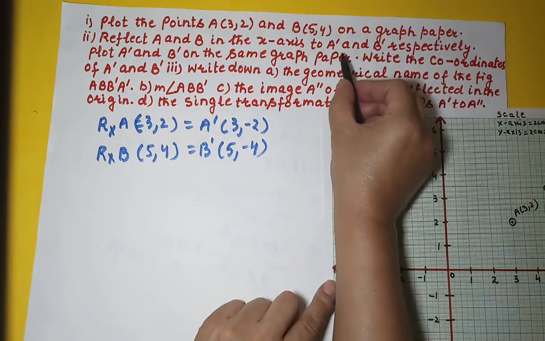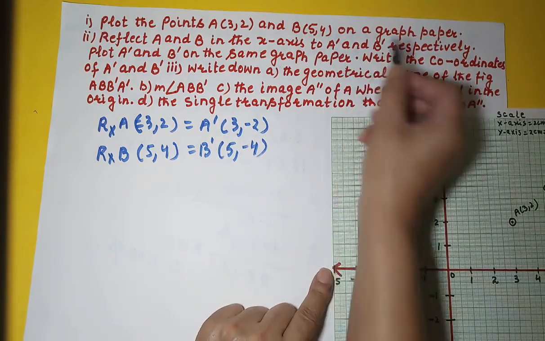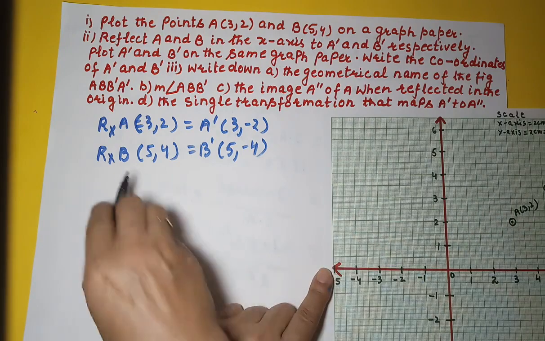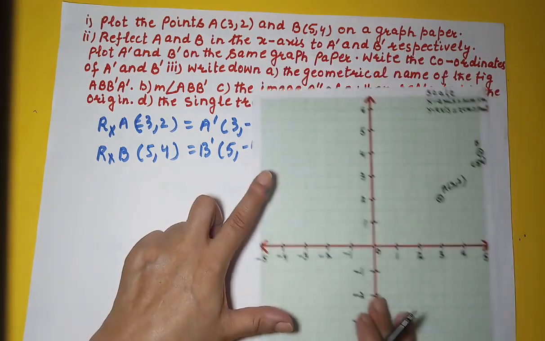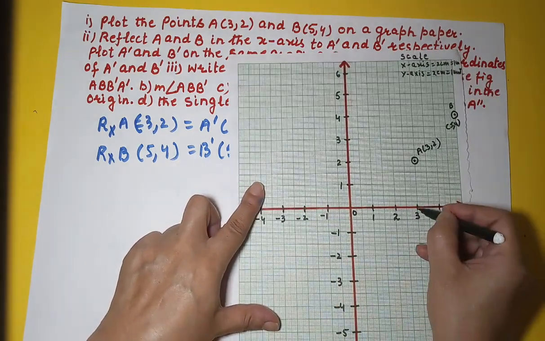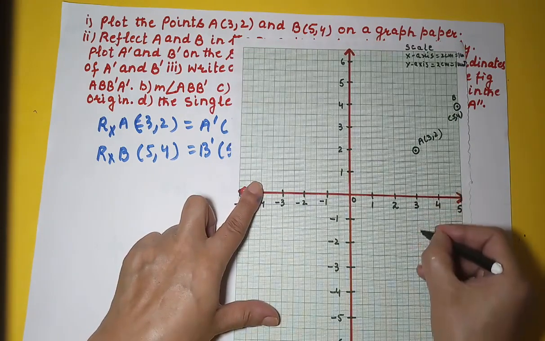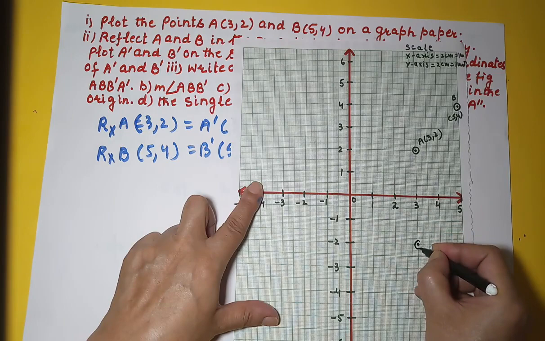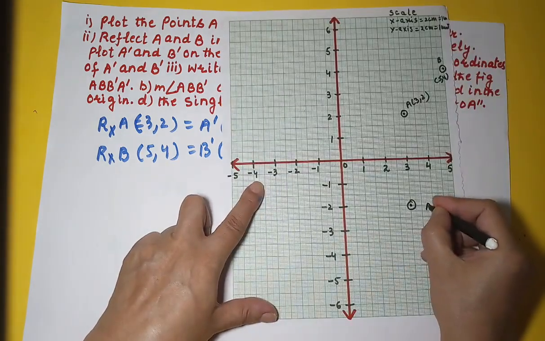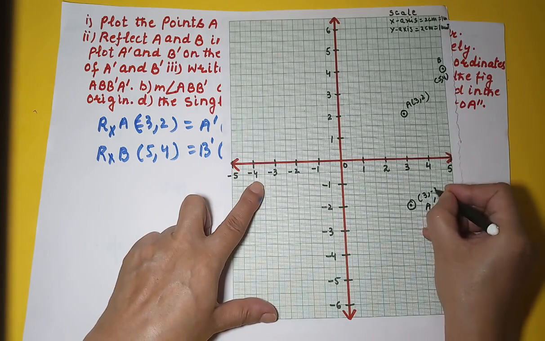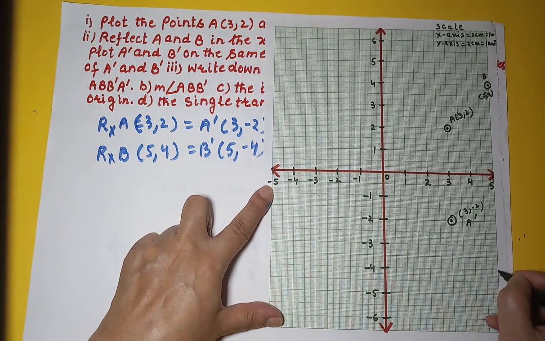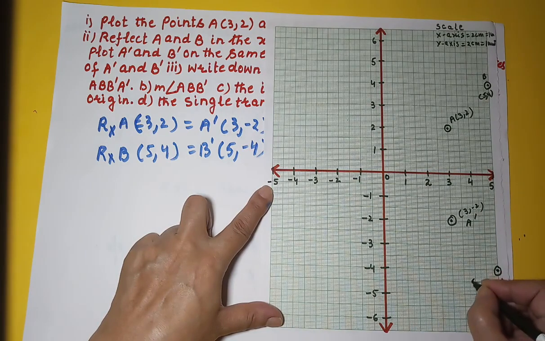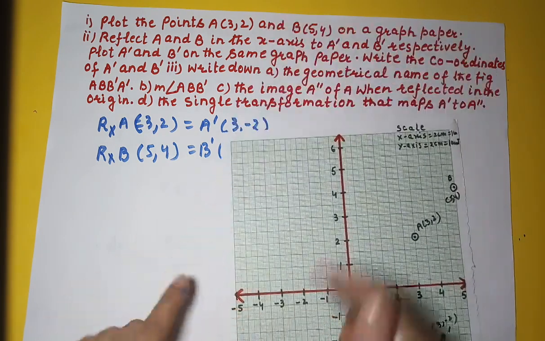Okay. Now, he wants me to plot these points A dash and B dash also on the same graph. Now, my A dash is 3 and minus 2. So, where will I plot this? Here, 3 and minus 2 is here. This is 3 and this is minus 2. So, this becomes my A dash. Then B dash is 5 and minus 4. This is here. This is my B dash, 5 and minus 4. Okay.